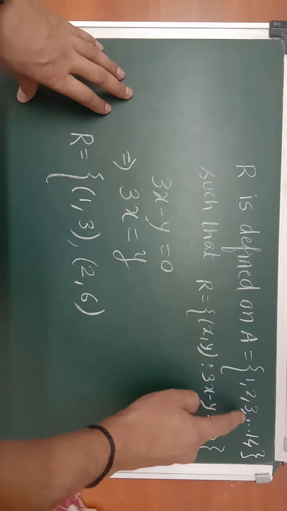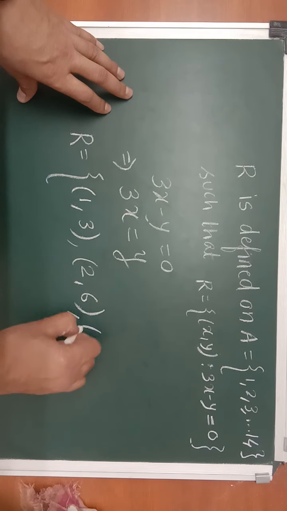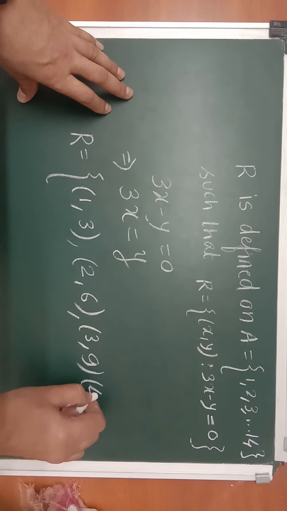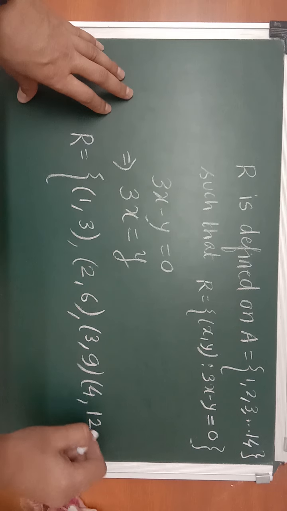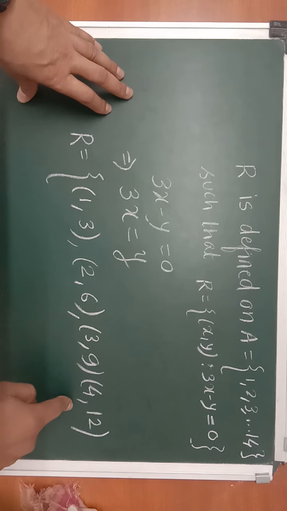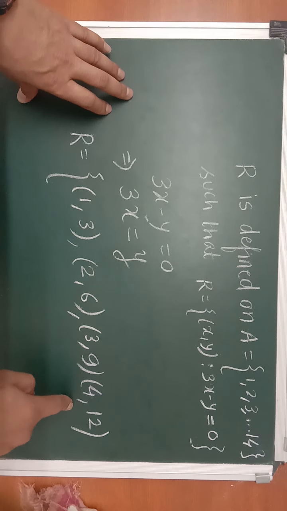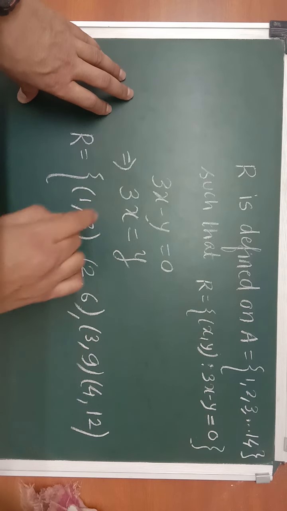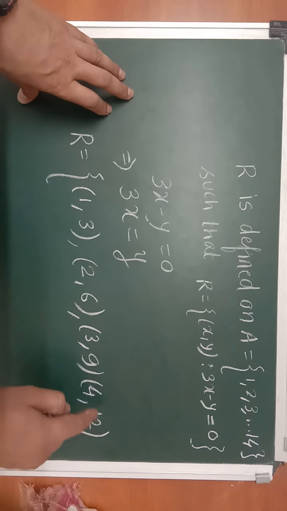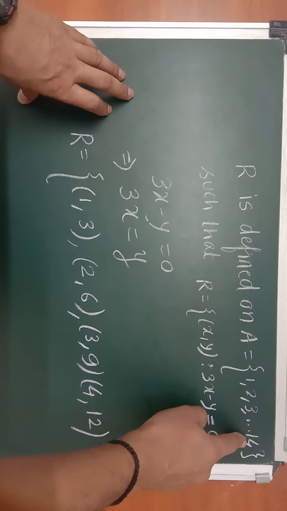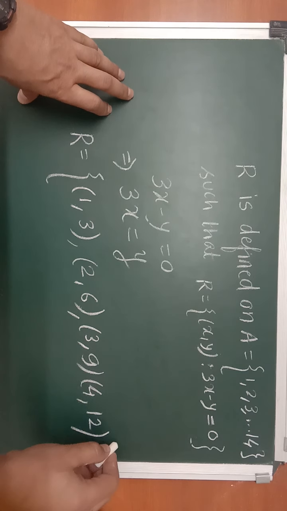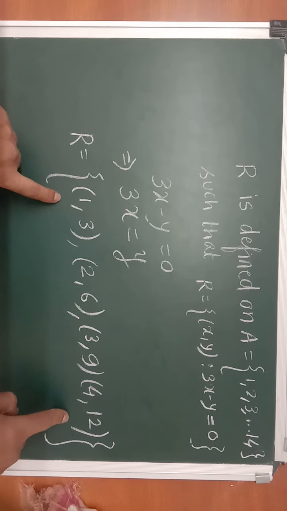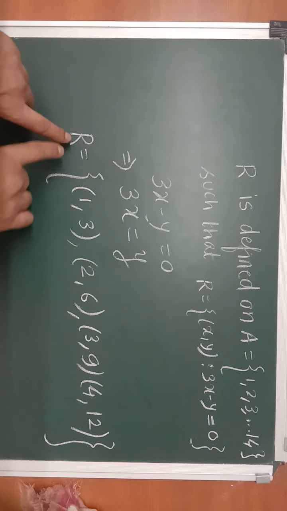See, we have the limitation up to 14. If I select 3, I have 9. If I select 4, I have 12. Can I select number 5? Because if you have x as 5, then 5 times 3 will become 15, and (5, 15) you want to go with, but we have the limitation up to 14. So dear students, this is the set of elements connected with R.